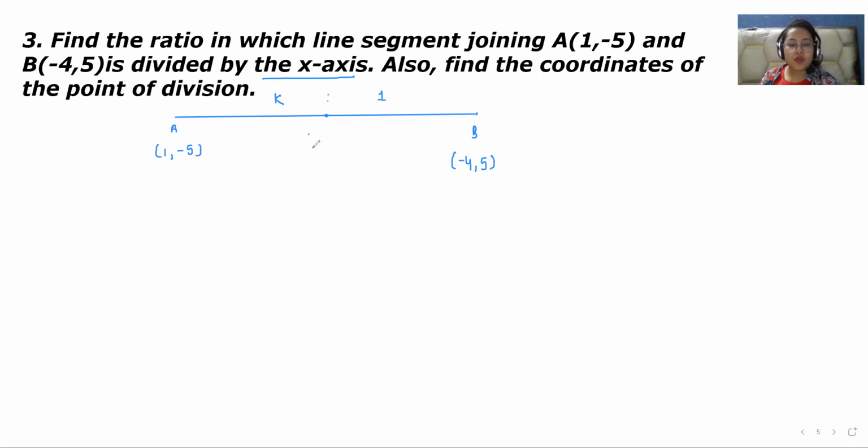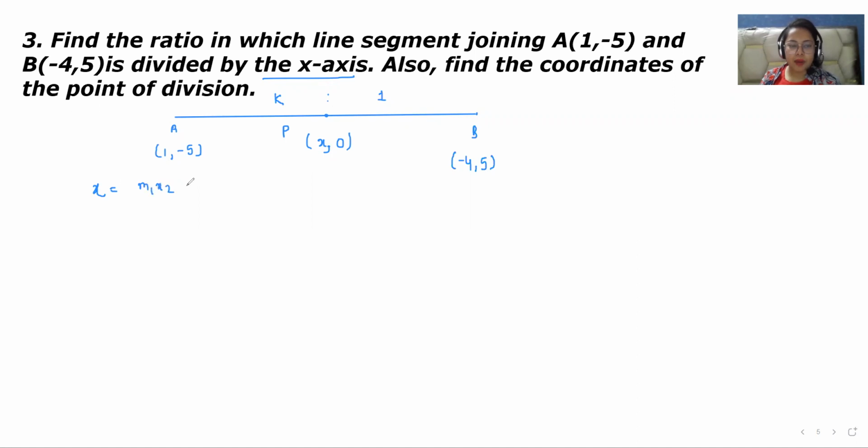For the x-axis, what is 0? Our y coordinate is 0. So the coordinate for P is x, 0. Y is 0 at the x-axis. So we have to find the ratio as well as the coordinate of P. So let's start. For the value of x here in coordinate P, we put our formula again.